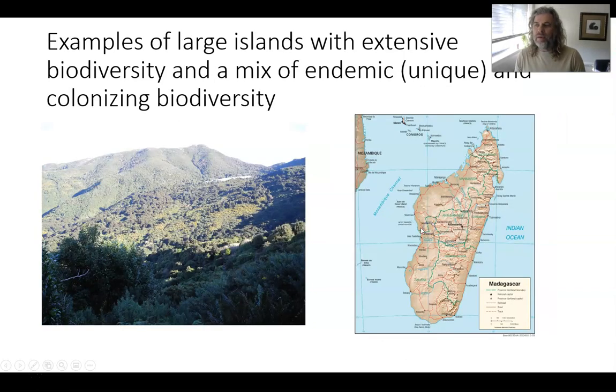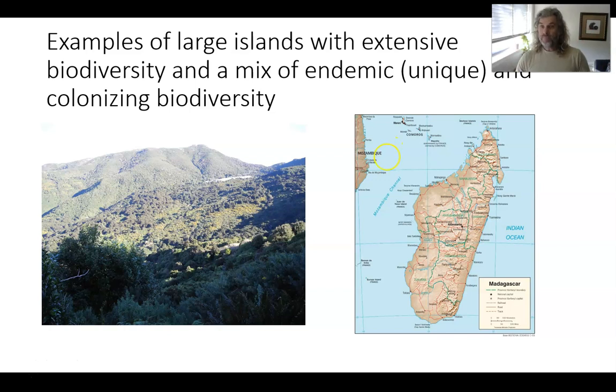A couple more examples. New Zealand is a relatively large island, but it's kind of far. What ends up happening is that it has a very unique biodiversity. I'll come back to why that is. Madagascar is a large island. It has both a very unique biodiversity and a lot of biodiversity that's associated with the mainland. It's extremely biodiverse because it has both its own endemic biodiversity and biodiversity that's associated with the mainland.